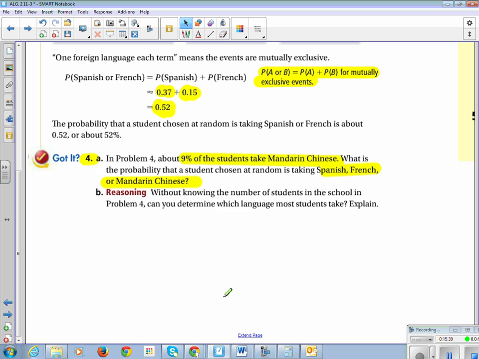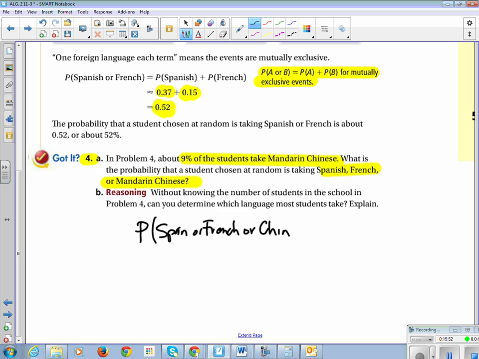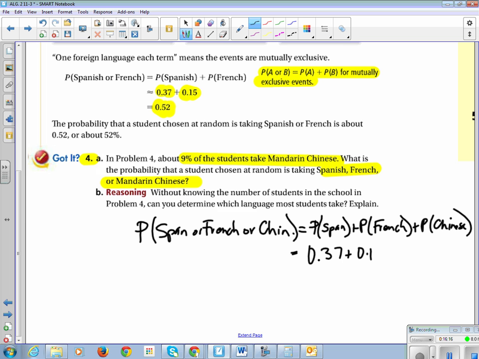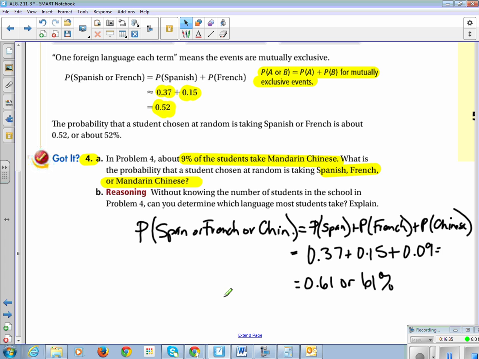So the probability of Spanish or French or Chinese is equal to the probability of Spanish plus the probability of French plus the probability of Chinese. So that is 37% plus 15% plus 9%. And that is equal to 0.61 or 61%. Because they're mutually exclusive, we can just add them straight across together.